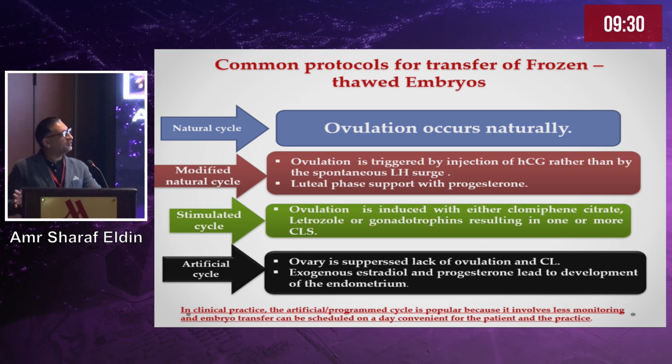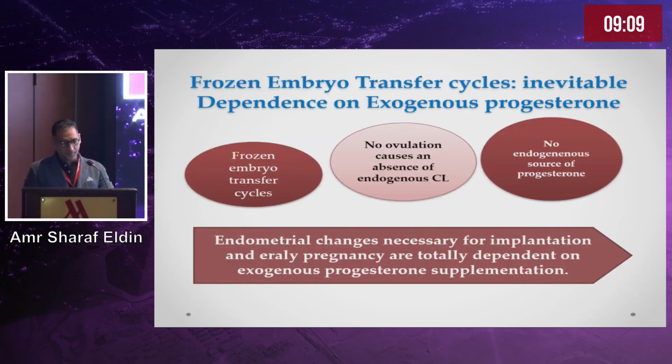Artificial cycle, in which the ovary is suppressed, and so there is lack of ovulation and corpus luteum formation. Exogenous estrogen and progesterone are used for endometrial development and maturation. In clinical practice, the artificial programmed cycle is popular because it involves less monitoring and there is a suitable time for the patient and the doctor for transfer.